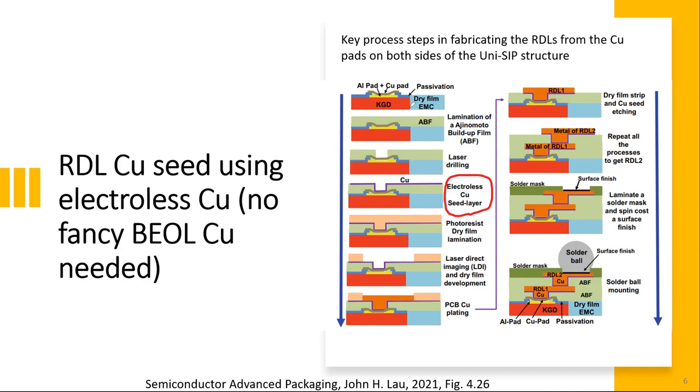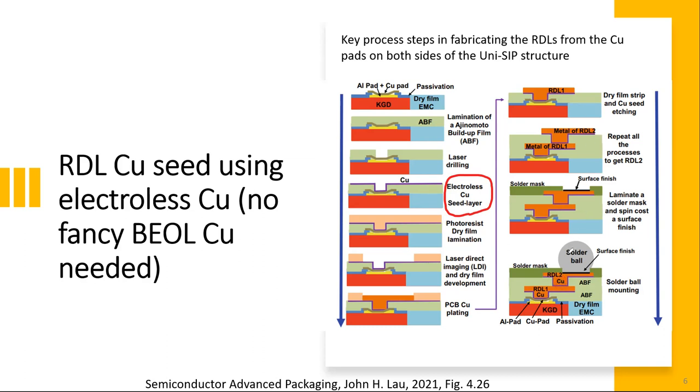The KGDs, known good dies, not KGB, coming with a good die. And then you try to do some work here. Eventually, at the end of the day, this is what you're trying to form. From the known good die, you have copper, and then you have copper. This is also a copper via, a copper via inside the RDL.